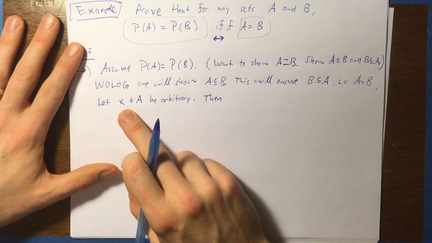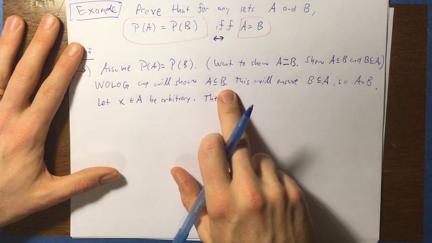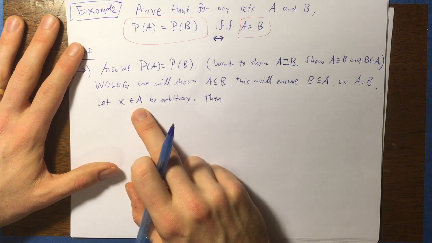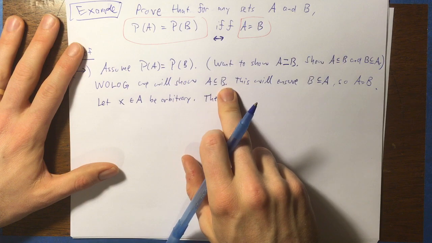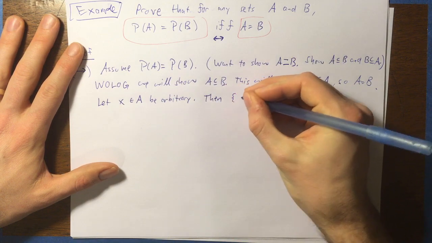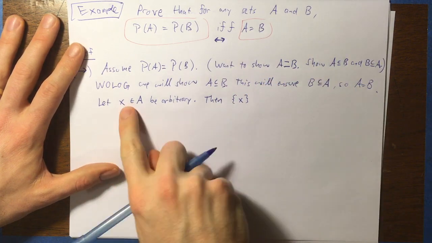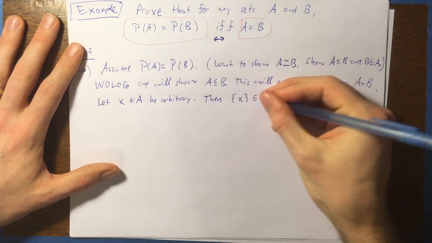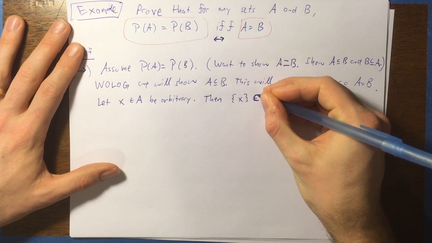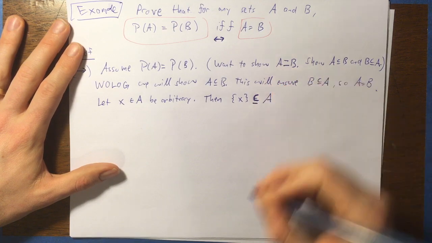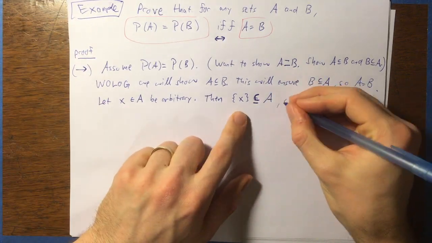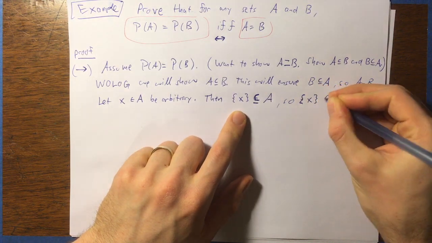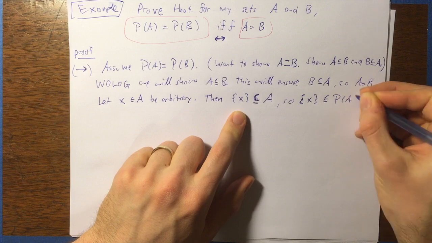I have this X, which is an arbitrary element of A. I want to show that it's an element of B. So let's take this singleton. I'm going to put X in a singleton. Then that is a subset of the set A, right? So it is an element of the power set of A.